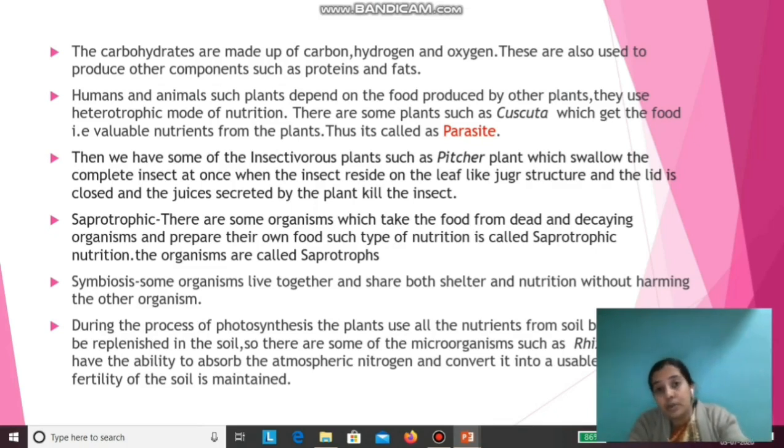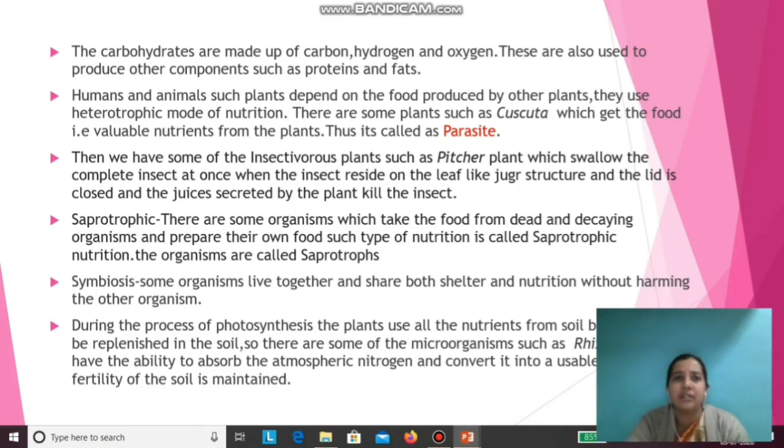Now when it comes to proteins, proteins do have a nitrogen base in them. How do they get this nitrogen base? We'll come to know in the next slide. Okay. Now humans and animals, unlike plants, depend on the food produced by other plants. That means here we human beings and most of the animals, right? They depend on these plants for their food.